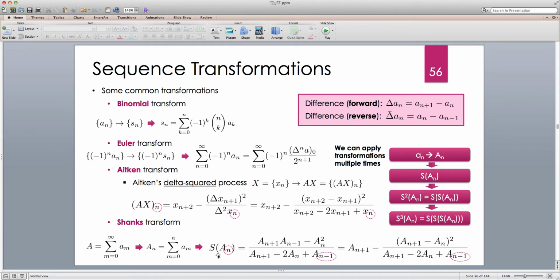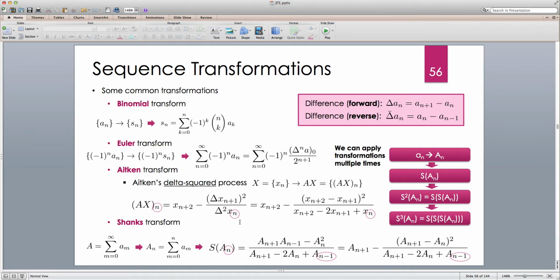That's the same thing. So S(A_n) is just A_{n+1} minus (A_{n+1} minus A_n) squared, the first difference of A_n squared, over A_{n+1} minus 2A_n plus A_{n-1}. This basically is the Aitken transform applied to x_{n-1} or A_{n-1}. All right. So in order to calculate the Shanks transform at index n, we need to calculate A at n minus 1 and n plus 1. All right. So basically there's not much difference.